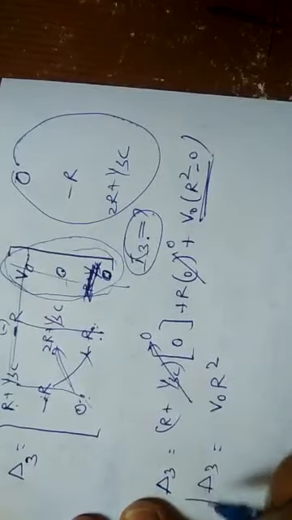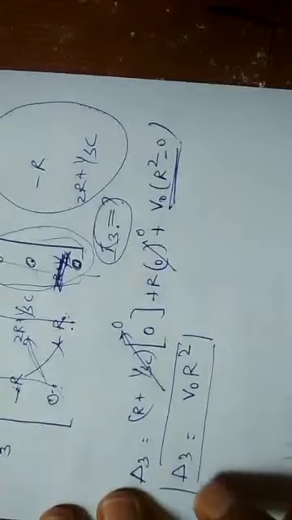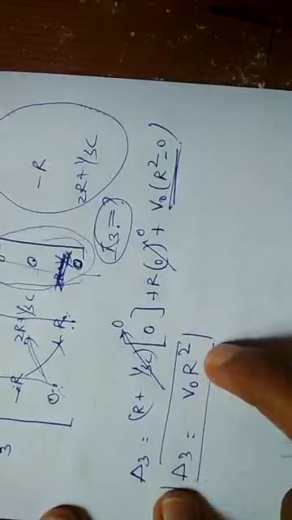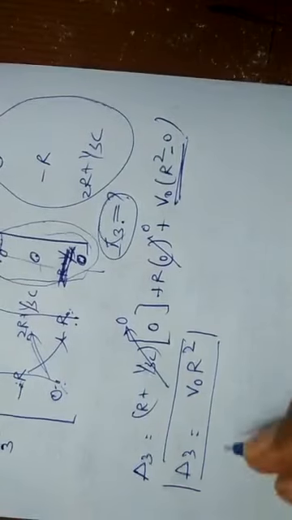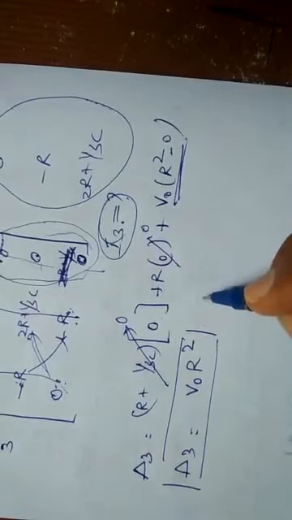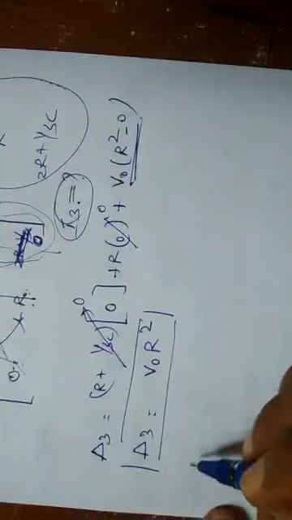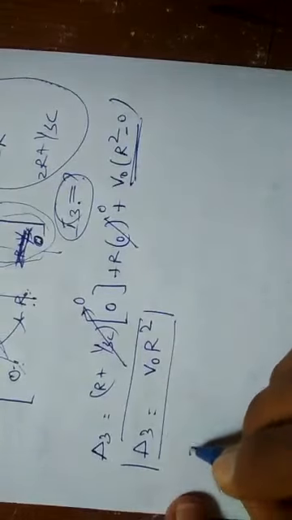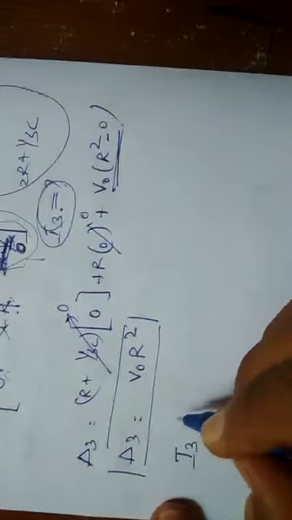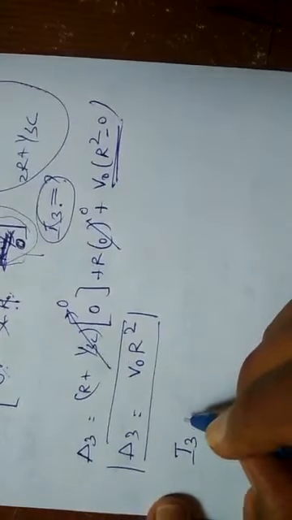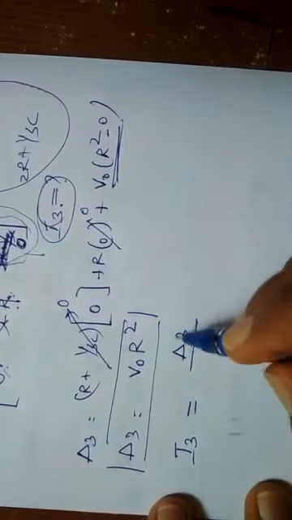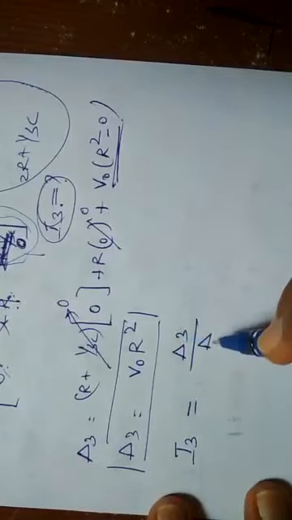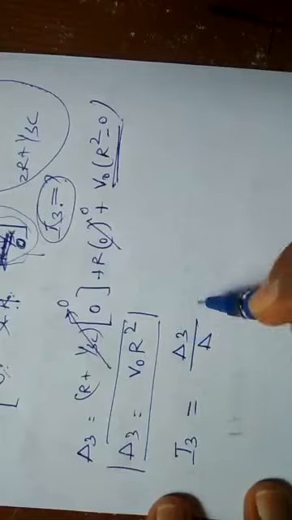So del 3 from this modified matrix, by placing the potentials, we'll be able to get del 3 as V out into R squared. And this is especially for solving I3. And from this we can find I3, the output current of the feedback network, in producing the feedback potential Vf. So I3 equals del 3 by del, the del 3 solved for I3 divided by the total current effect del.